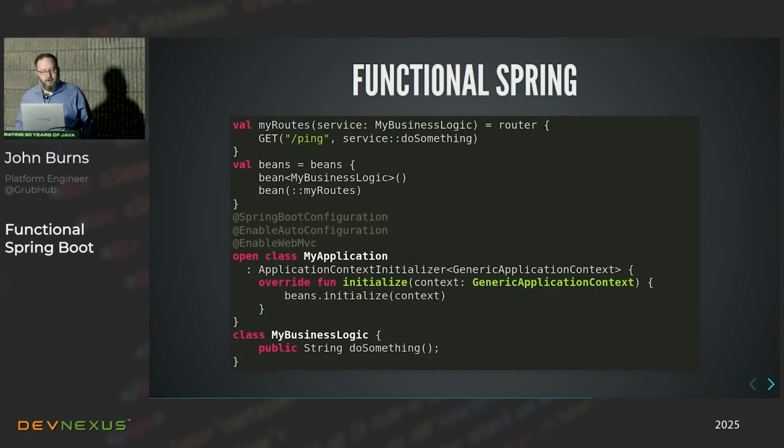So putting that all together, this is what a functional Spring application can look like today using just the pieces that are available to you in Spring Boot right now. The one caveat here is that you'll notice that our application class implements the application context initializer interface. And when you do that, in order for Spring to see it, you have to add it to the spring.factories file in your META-INF folder under resources. So that's kind of annoying, right? But that's a one-time thing. You have to do it once, and then it's done.